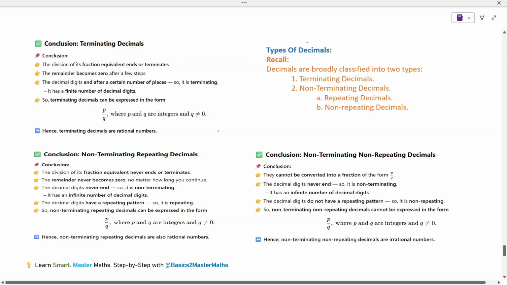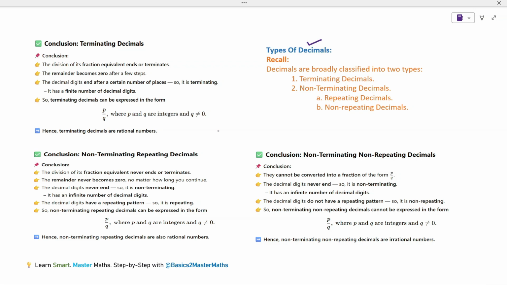Till now, we have discussed decimals. Under that, we have discussed terminating decimals, non-terminating decimals, non-terminating repeating decimals, and non-terminating non-repeating decimals. Here are the main points about terminating decimals, non-terminating repeating decimals, and non-terminating non-repeating decimals. Please make a note of them.